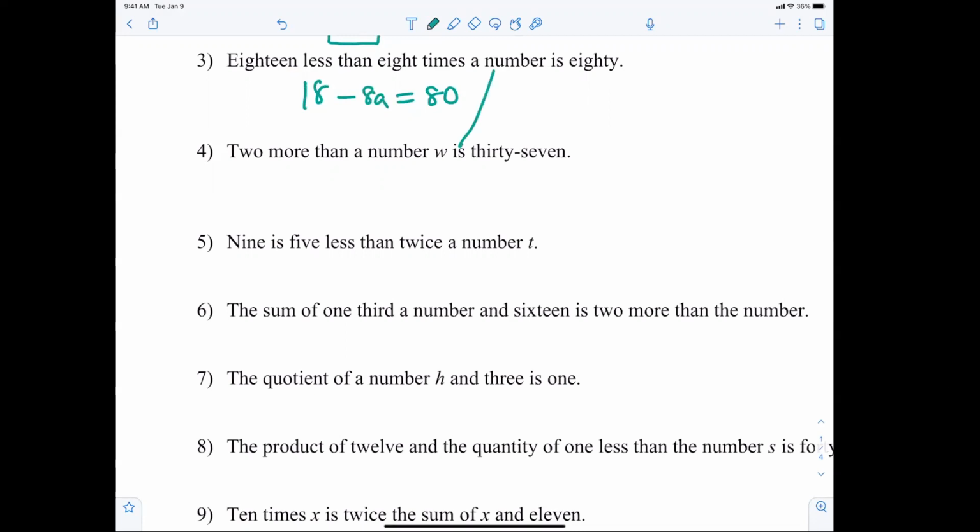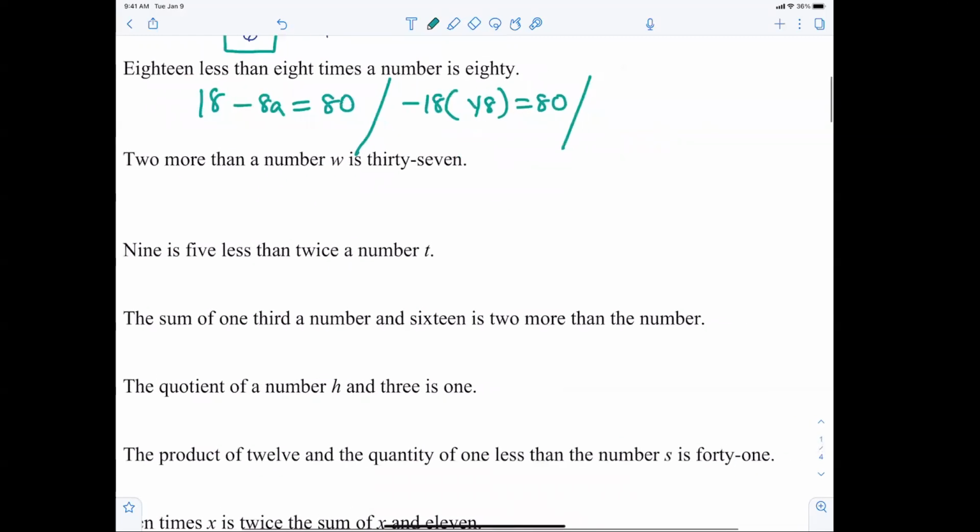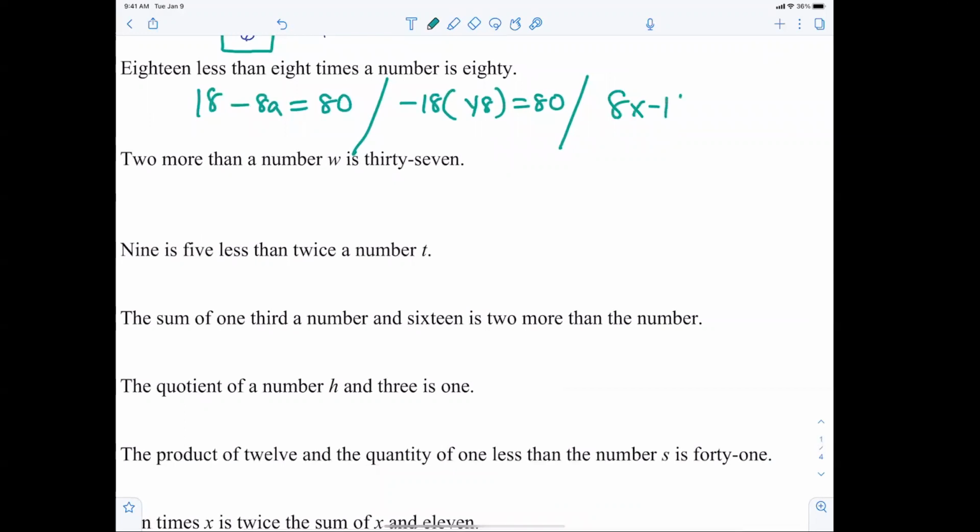Tell me. I did -18 parentheses y times 8 close parentheses equal 80. Like that? Yeah. Tell me. I did 8x minus 18 equals 80. Yeah, that's what I did. Who else said that? Yeah, guys, I'm super duper proud of you. That is correct.